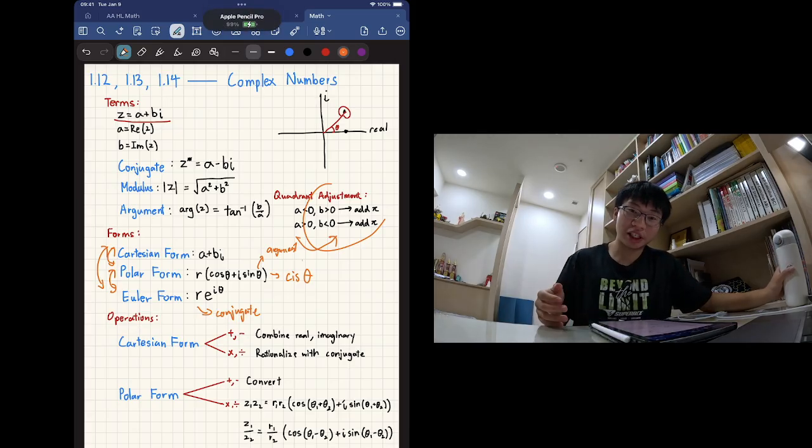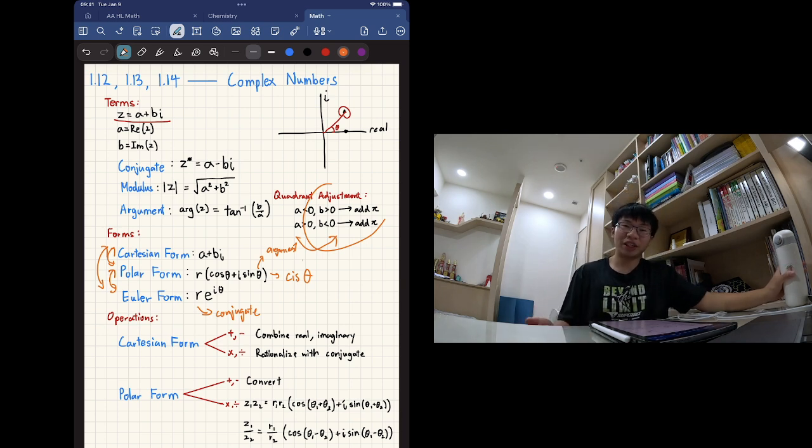And here are the operations that we use. So for Cartesian form, we want to combine real and imaginary parts for addition. And for multiplication and division, just keep in mind that, again, i squared is equal to -1 and make the necessary adjustments according to what you want to calculate.